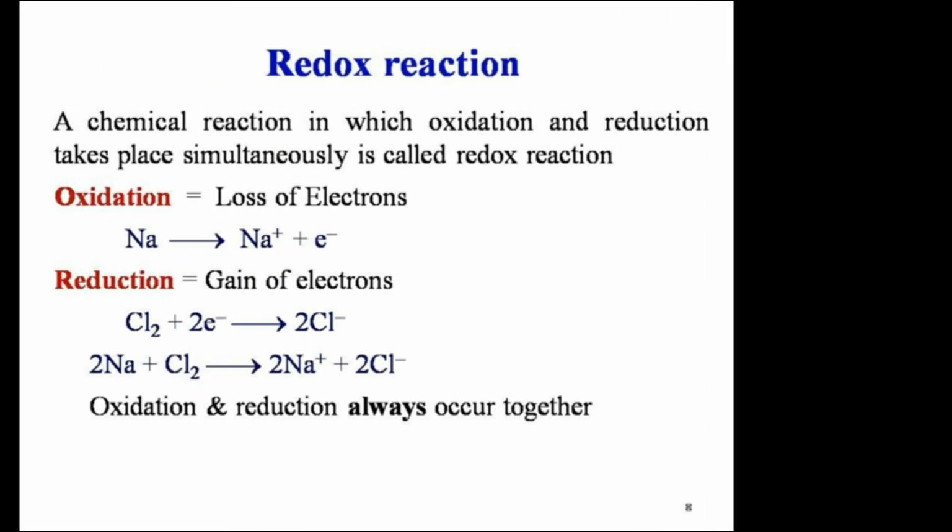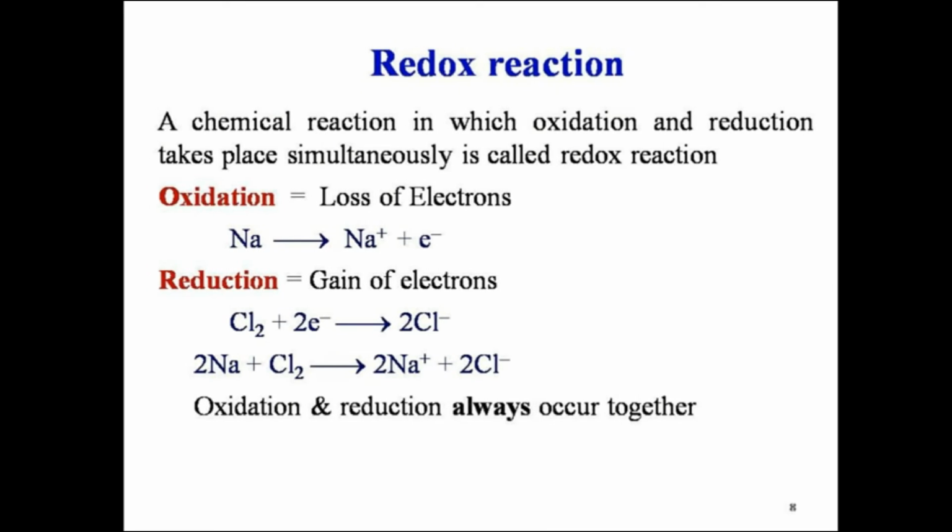So this oxidation reaction and reduction reaction, they combine together. They cannot exist individually, and they will combine together, and they are called a redox reaction. So a redox reaction is one in which oxidation and reduction take place simultaneously. That is what is called a redox reaction. So this is the example.